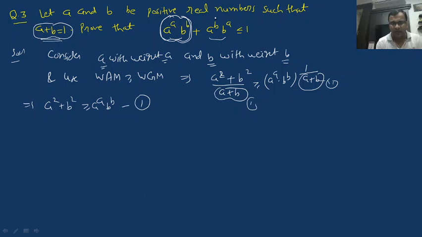Now I am going to create this one. Here A to the power B and B to the power A appears. So I am going to consider A with weight B and B with weight A.